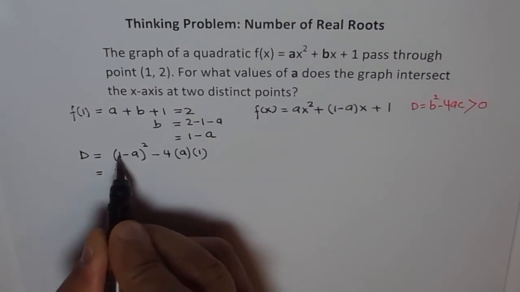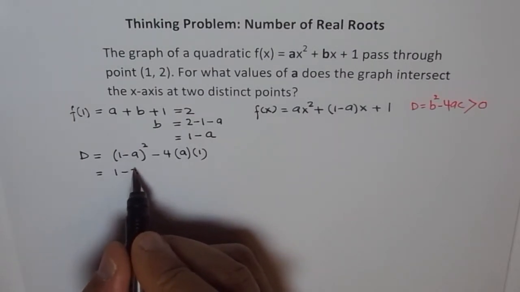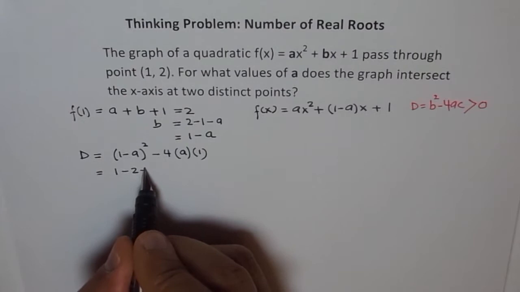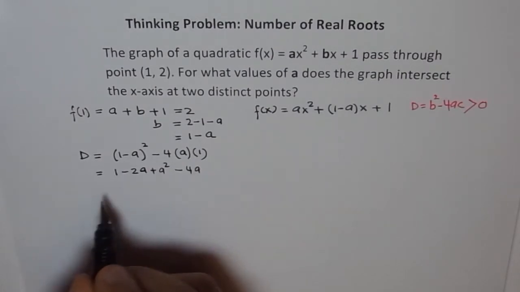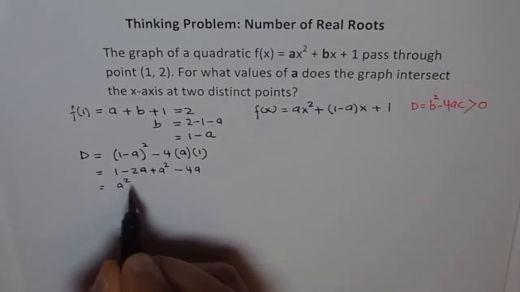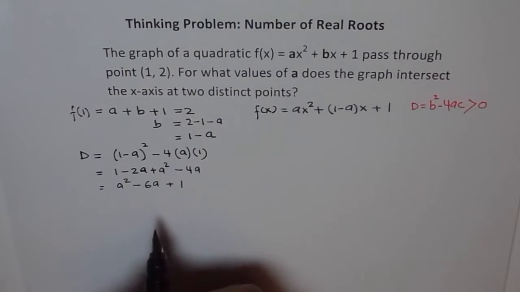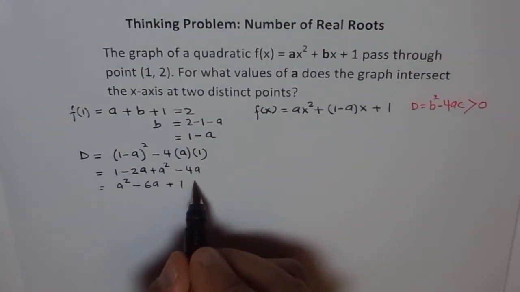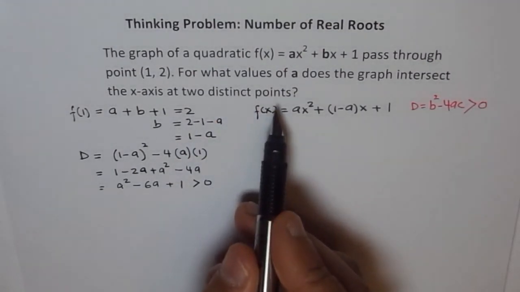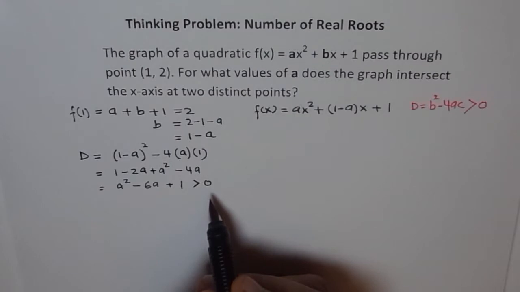So we get 1 minus 2 times a. You remember (1 minus a) whole squared is 1 squared minus 2 times 1a plus a squared. Okay, let me write it first. Plus a squared, and this one is minus 4a, correct? So we can rewrite this as, rearranging, a squared first, and minus 4a and minus 2a gives me minus 6a, and here we have plus 1. So this is my equation, and the discriminant should be greater than 0 if I want two distinct roots. Is that okay? Now, to find what values will give greater than 0, we can use the quadratic formula, or we can do completing the square, correct?